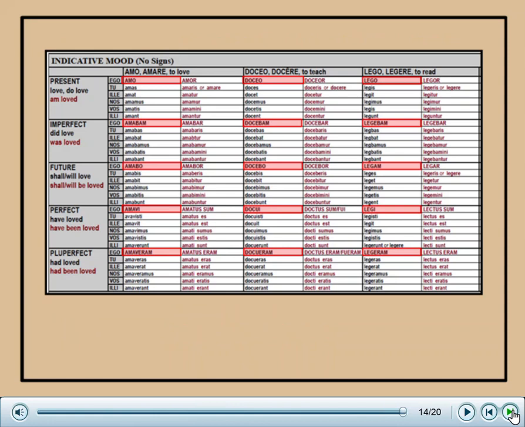Now you can see that we've learned the first person singular forms for each tense of the indicative mood for the first, second, and third conjugation. You should be familiar with all of the forms in the red boxes on this screen.